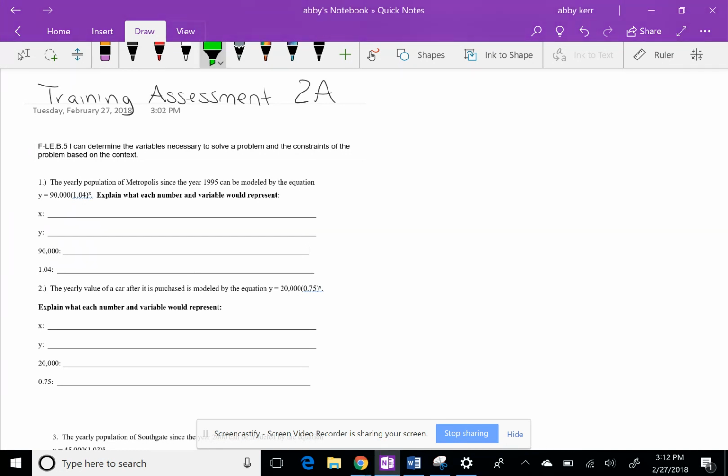So the first thing you want to do is to define your x and your y value. If you read the problem, it says the yearly population of a city since the year 1995 can be modeled by the equation. So then we give you the equation, and notice that the equation is set up into y equals a times b to the x power. So with that, that's our general form. The a stands for something and the b stands for something. A is the initial value, so the starting value.